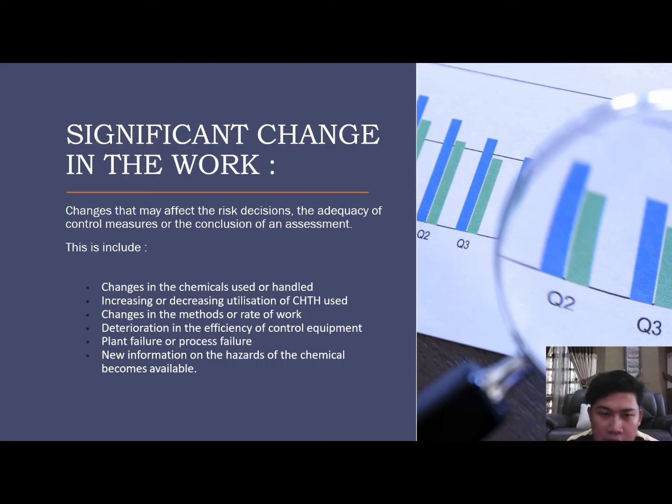So a significant change in the work is a change that may affect the risk decision, the adequacy of control measures or the conclusion of an assessment. This includes change in the chemical used or handled, increasing or decreasing utilization of CHTH use, change in the methods or rates of work, deterioration in the efficiency of control equipment, plant failure or process failure, and new information on the hazards of the chemical becoming available.